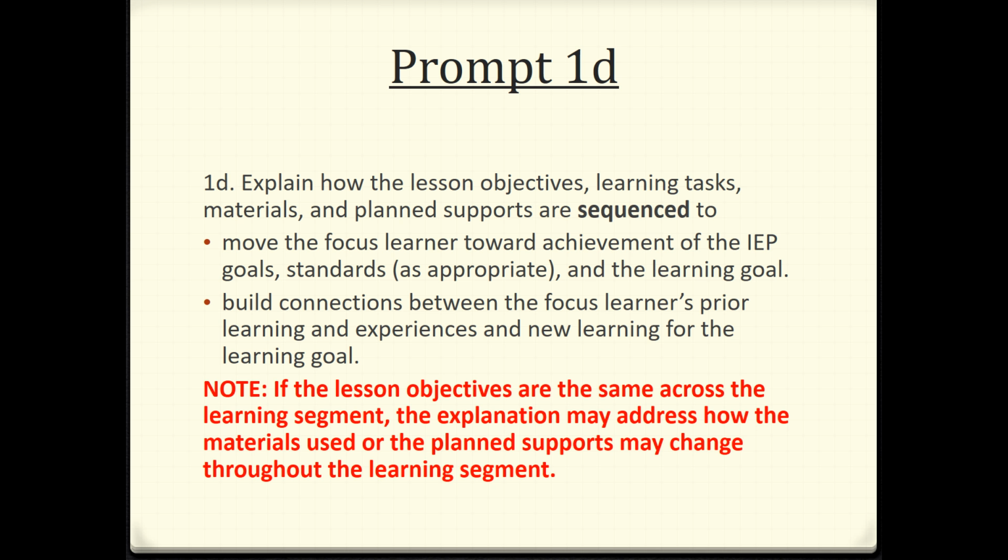Prompt 1D. Explain how the lesson objectives, learning tasks, materials, and plan supports are sequenced to move the learner toward achievement of the IEP goals and standards as appropriate and the learning goal. Build connections between the focus learner's prior learning experiences and new learning for the learning goal. Note, if the lesson objectives are the same across the learning segment, the explanation may address how the materials used or the plan supports may change throughout the learning segment.